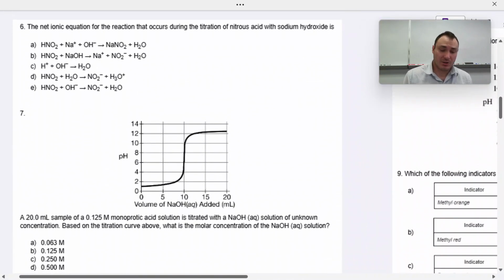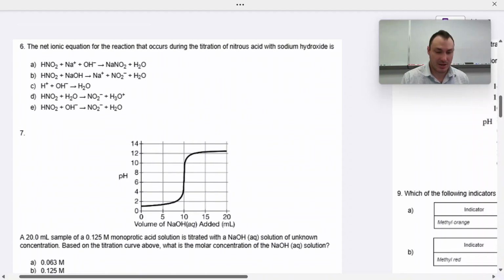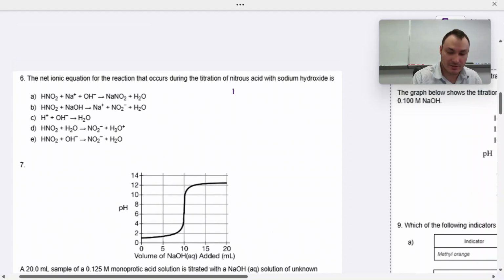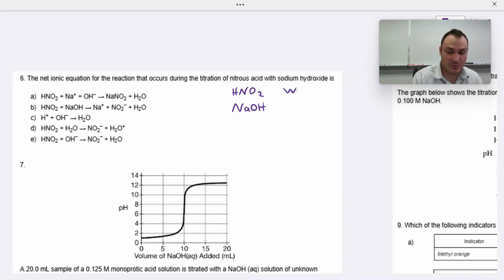The net ionic equation for the reaction that occurs during the titration of nitrous acid with sodium hydroxide. Nitrous acid is HNO2, sodium hydroxide is NaOH. This is a weak acid and this is a strong base. Even if you're not very good with naming, you can probably figure that out via context clues. This thing is nitrous acid. It's the thing that's in all of them, other than this one.